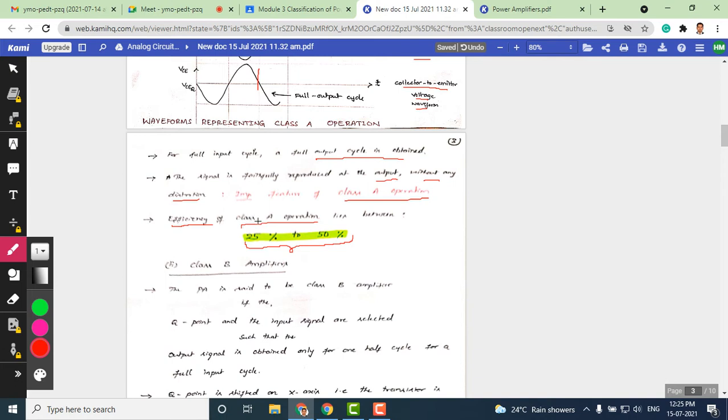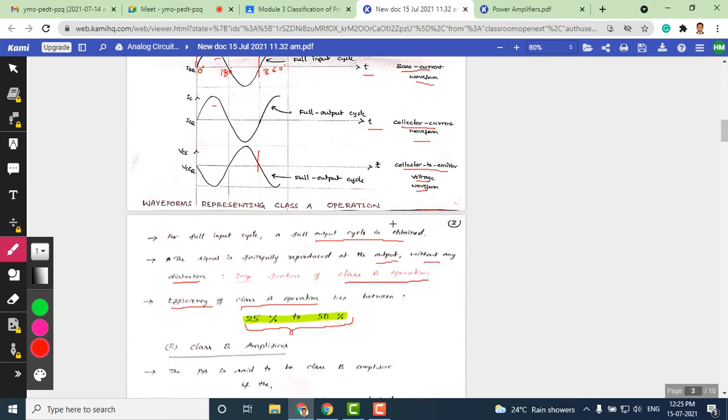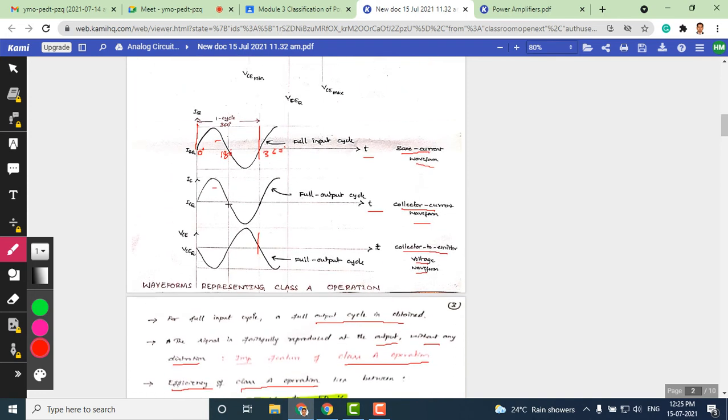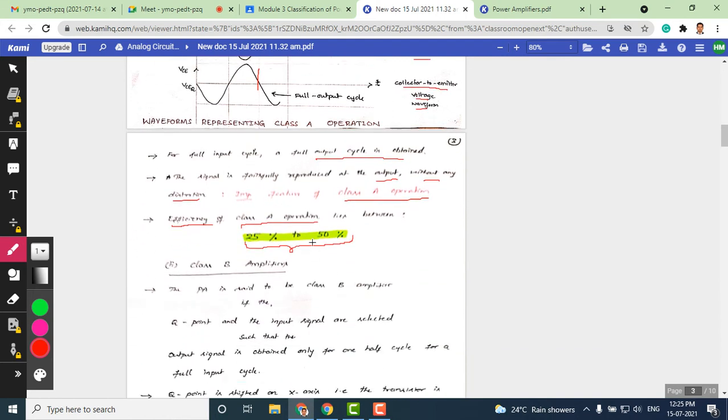The class A amplifier has poor efficiency, because its efficiency is less than 50%. It lies between 25% to 50%. Later on we will see why the efficiency of a class A power amplifier is low, even though there is no distortion present in the output. Even though the output current and output voltage exist for the full AC input cycle, the efficiency is still less.